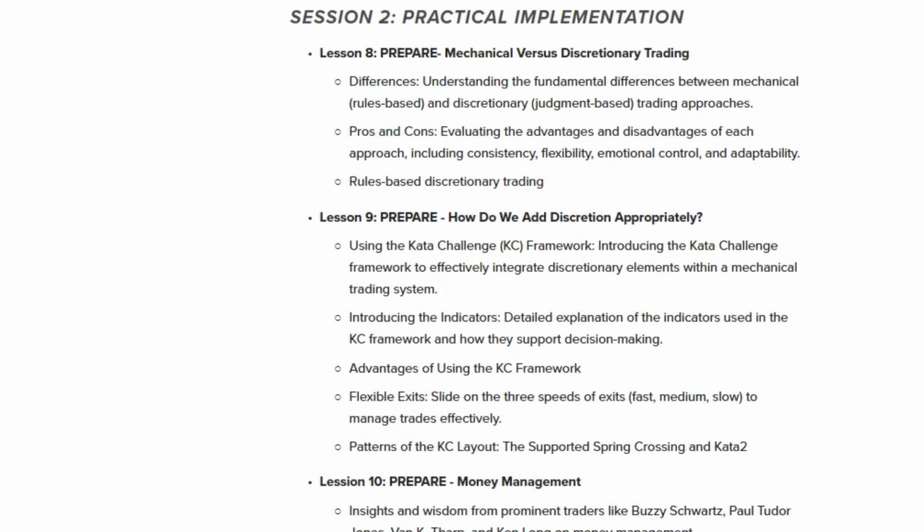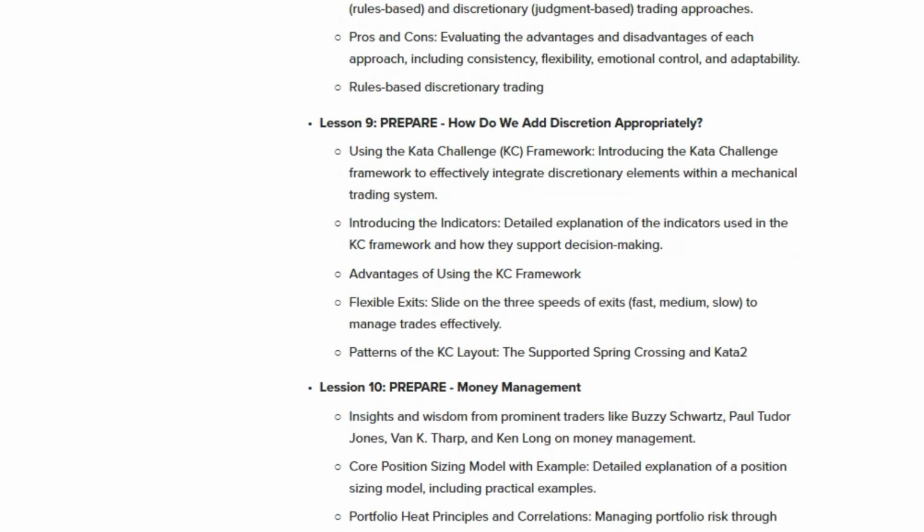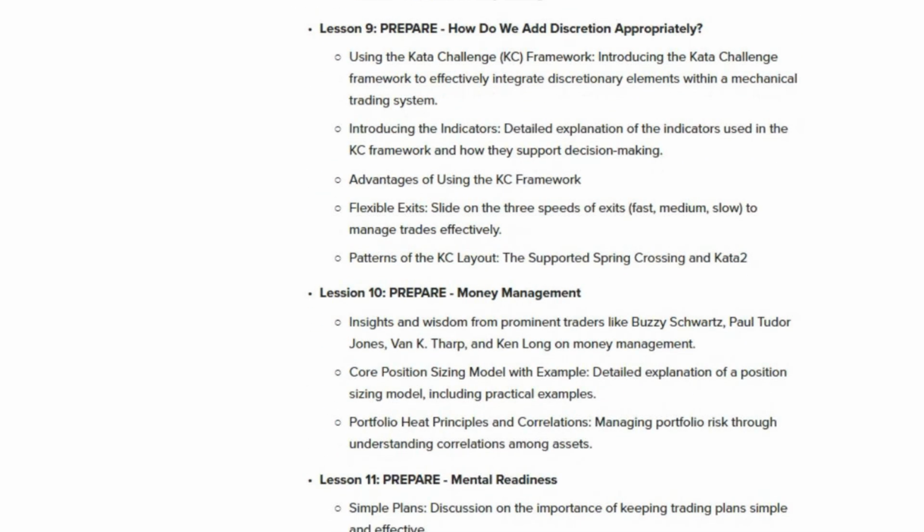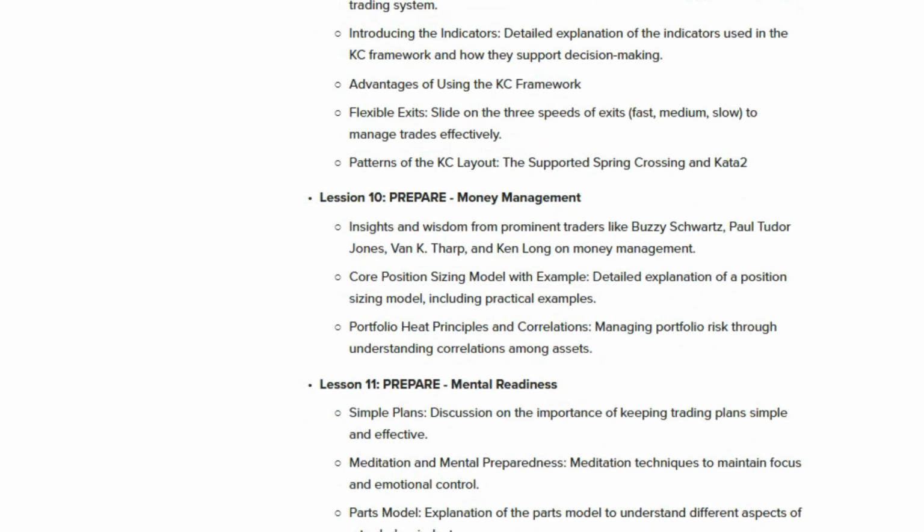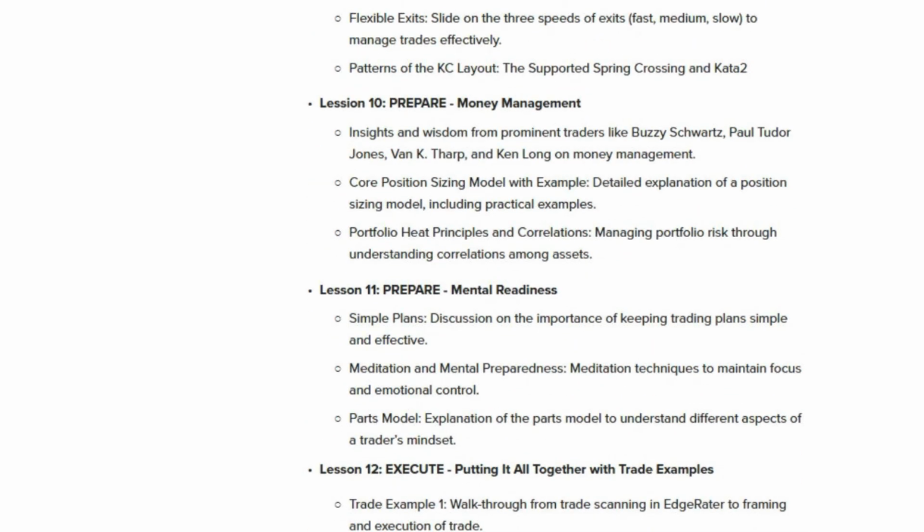On Session 2, the following weekend, July 28th, we're going to look at the practical implementation of these strategies. We'll have a discussion on mechanical versus discretionary trading, the continuum of decisions there, and then we'll introduce some ways to apply rules-based discretionary trading using the Kata Challenge layout. We'll also cover money management and how that applies specifically to swing trading using a core position sizing model, as well as looking at portfolio heat and correlations.